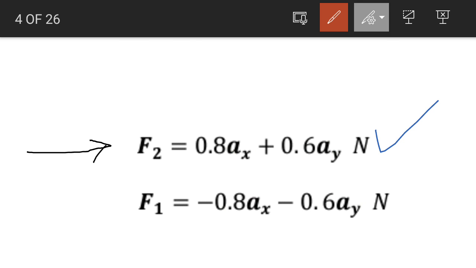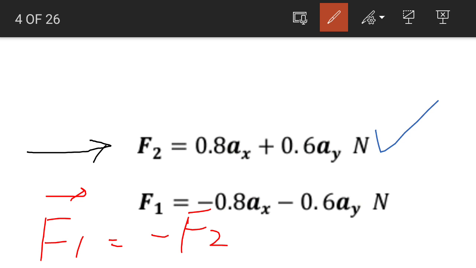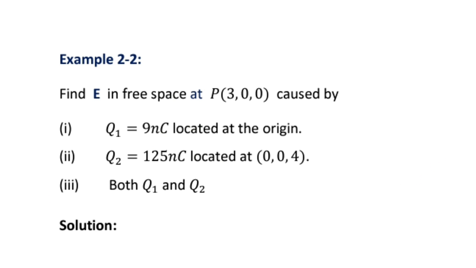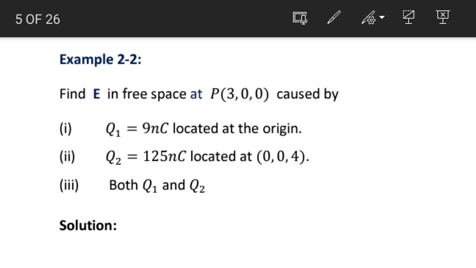We know that the force F1, this is the force on Q1 due to the presence of Q2, will be equal to minus F2, right? So F1 will be equal to minus F2. So definitely F1, which is equal to minus F2, will be equal to minus 0.8 ax minus 0.6 ay Newton. So this is example number 1. Let us do example number 2.